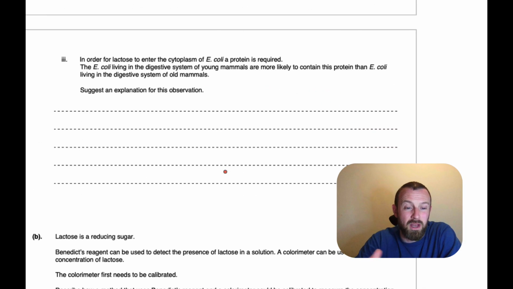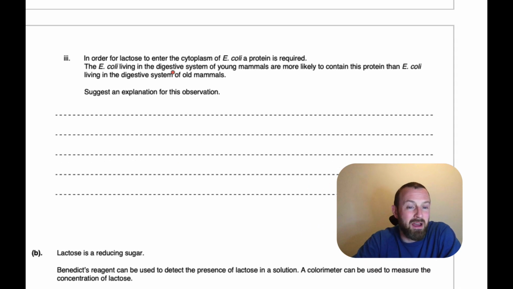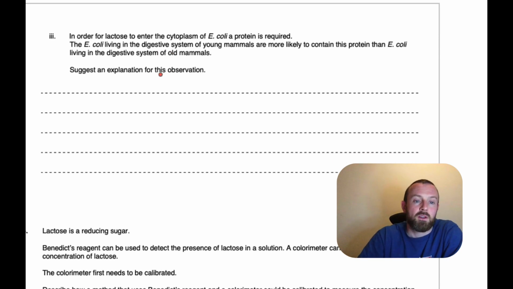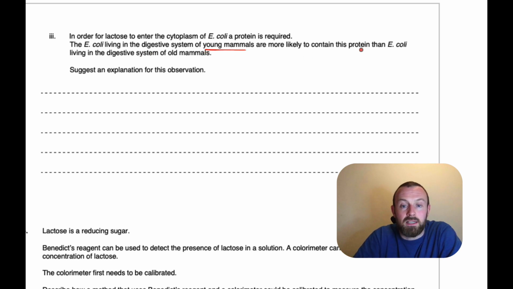is because I wanted to put in a question about Lac Operon. And this question is about the Lac Operon. Many of my students didn't quite spot that, but I have a feeling that Lac Operon could be coming up this year. So the question says, in order for lactose to enter the cytoplasm of E. coli, a protein is required. The E. coli living in the digestive system of young mammals are more likely to contain this protein than E. coli living in the digestive system of old mammals. Suggest an explanation for this observation.